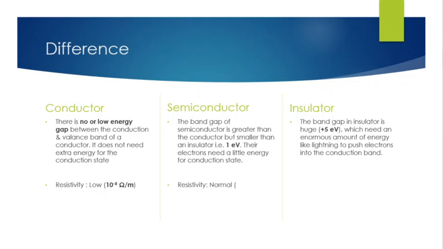Resistivity of a conductor is very low, that is 10 to the power minus 5 ohm meter. Resistivity is moderate in a semiconductor, 10 to the power minus 5 ohm meter to 10 to the power 5 ohm meter. Resistivity in an insulator is very high, that is above 10 to the power 5 ohm meter.